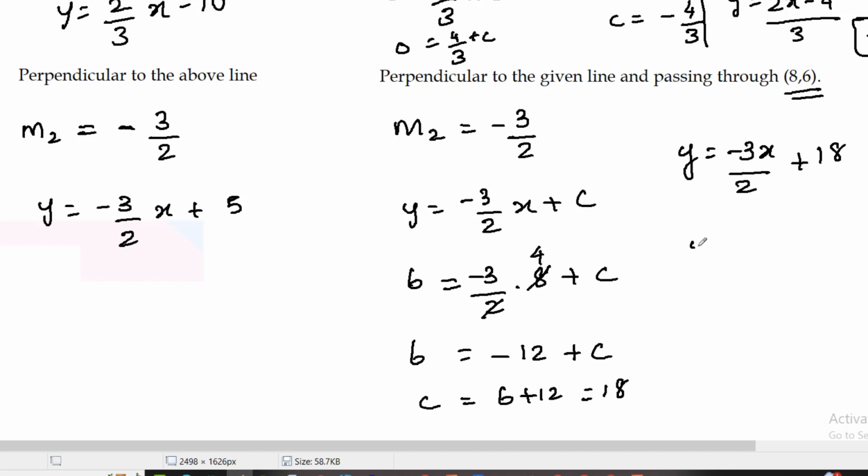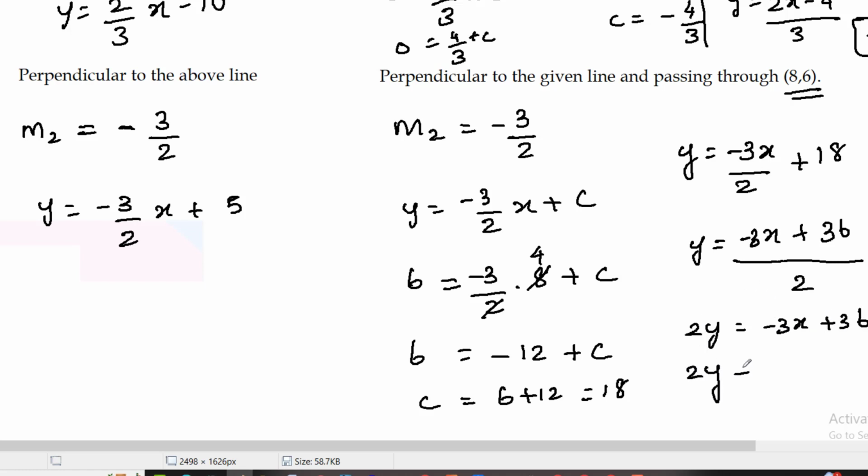If I want to take the LCM: in the previous case, both denominators were 3, but here it is not like that. I have only 2 here. So I should take the LCM before bringing this to this side. So y equal to (minus 3x plus 36) by 2. How 36? 18 into 2 is 36, divided by 2. So 2y equal to minus 3x plus 36. If I bring this side, 2y plus 3x equal to 36. So this is the equation which is perpendicular to the given line and passing through that point.